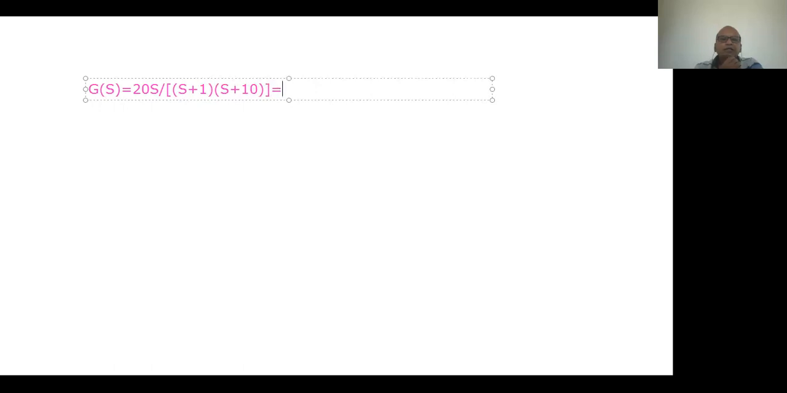We get our equation, 20 divided by this 10, and we will get 2 into S divided by. Here a term is S plus 1, that is already given in the form S plus 1.